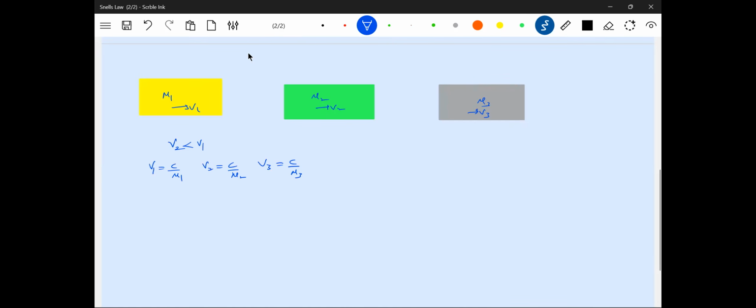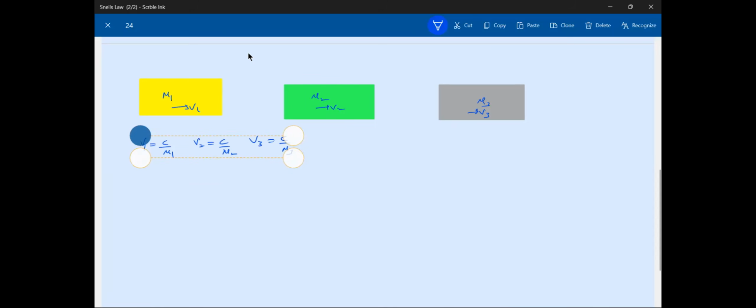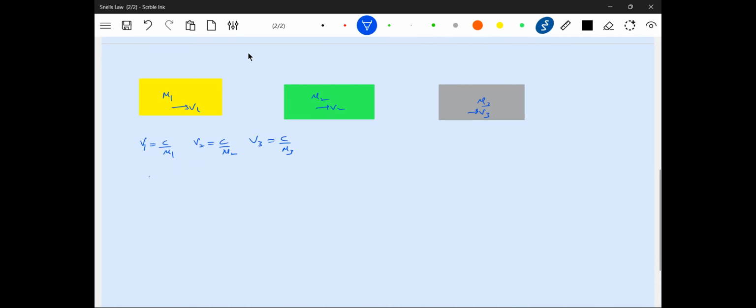If v2 is less than v1, then mu2 must be greater than mu1. Let me put that condition here, v2 less than v1. So what does it mean?